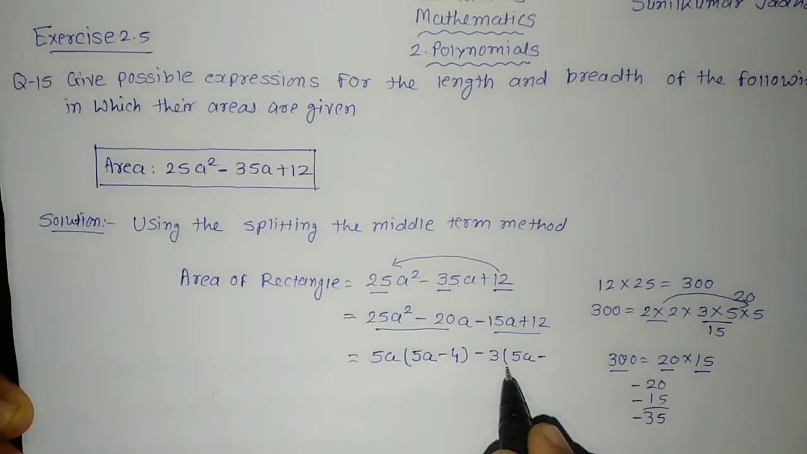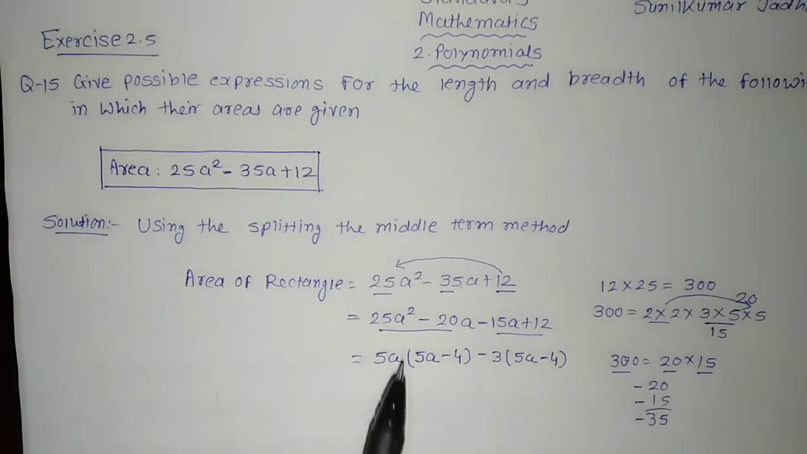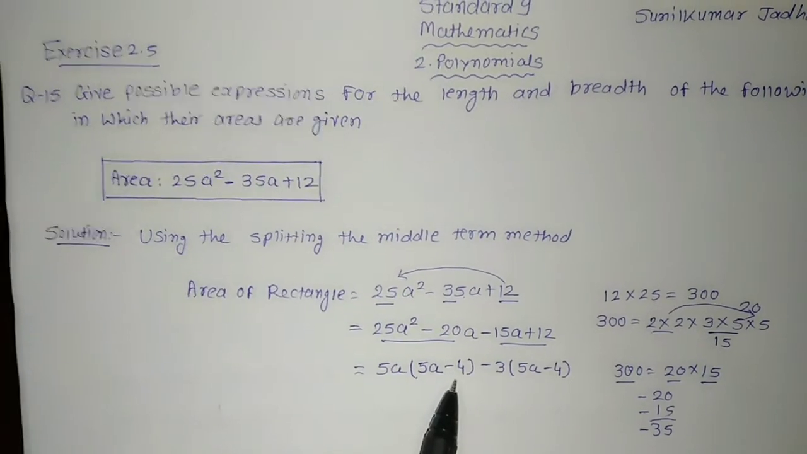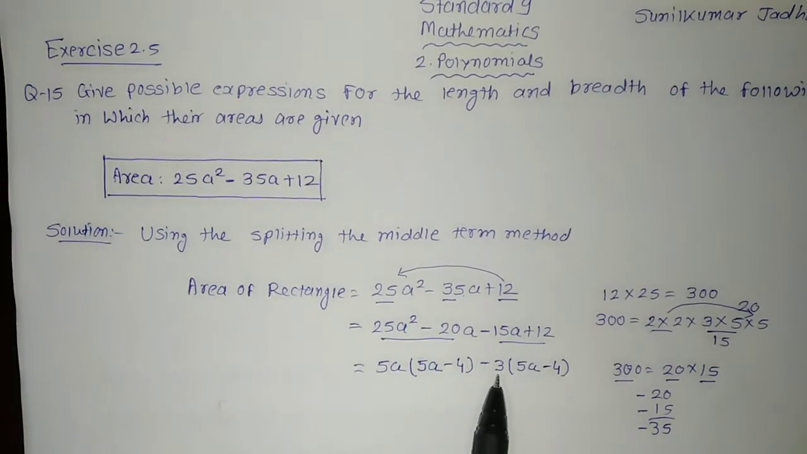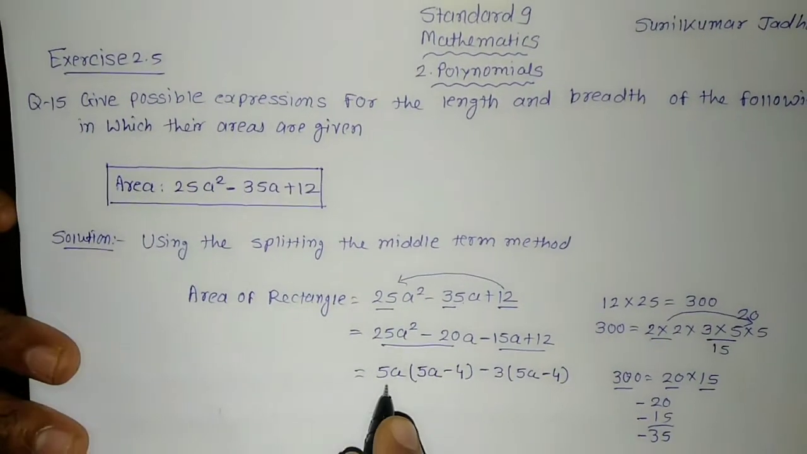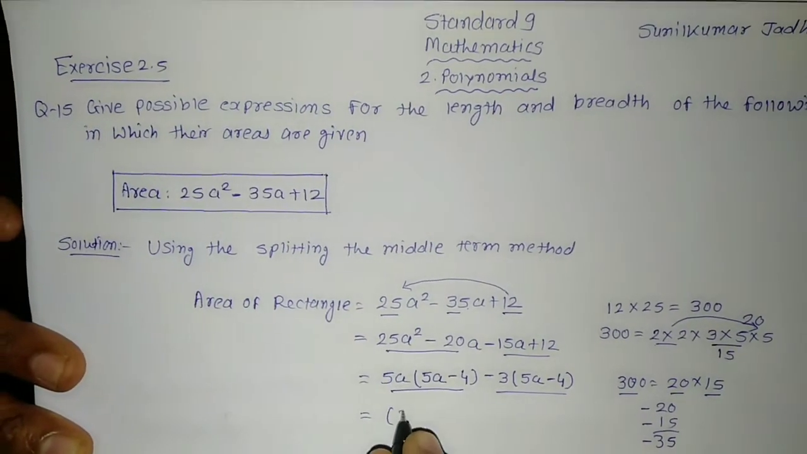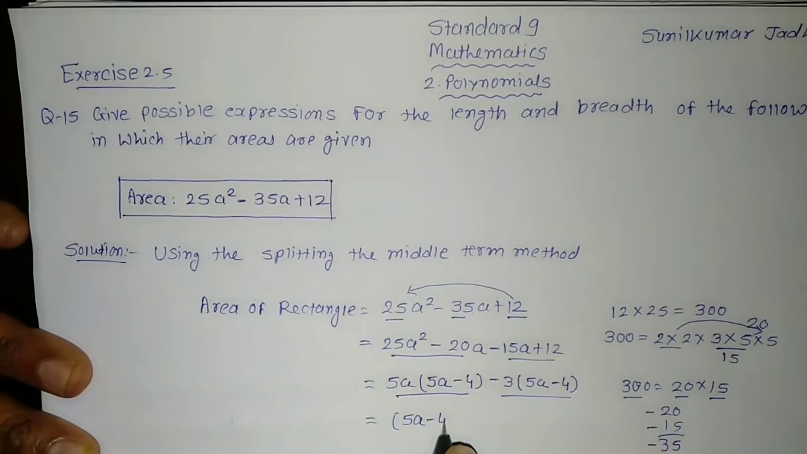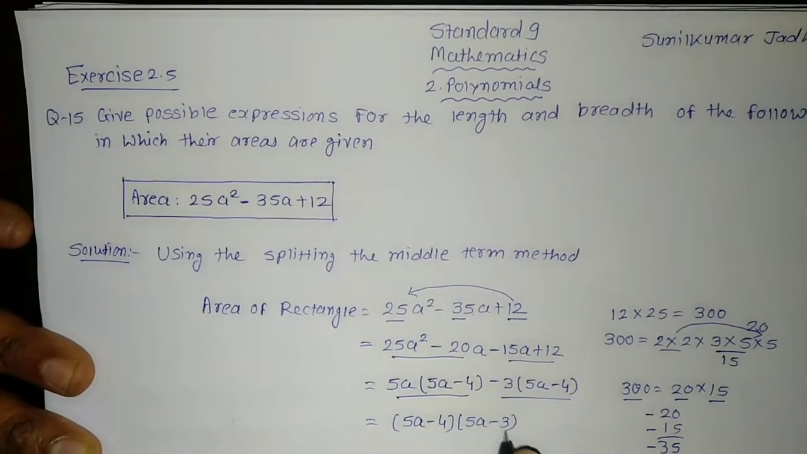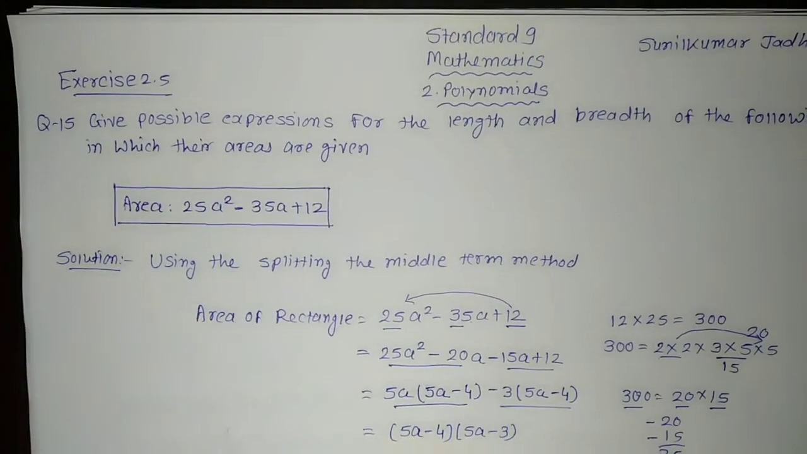We have taken 3 common. 4 threes are 12, so what is remaining here? Again 4. What we did? In 25a square minus 20a, we have taken 5a common. What is remaining? 5a minus 4. Out of these 2 terms we have taken minus 3 common. What is remaining? It is 5a minus 4. Out of these 2 terms, 5a minus 4 is common, so I will take it out. The remaining term will be 5a minus 3. So we got these 2 terms, that is 5a minus 4 and 5a minus 3.